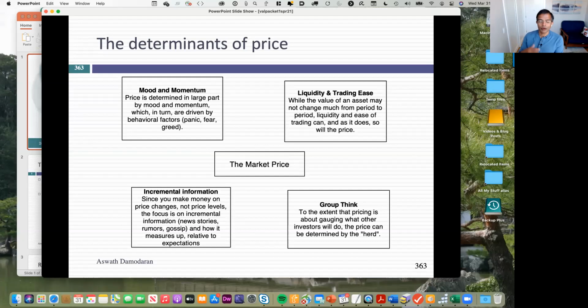Pricing is driven by mood, it's driven by liquidity, it's driven by herd mentality. People move in groups, right? And I'm not just talking about WallStreetBets. I'm talking about the fact that traders generally move together. And finally, on a small piece of information, you look at it and say, really, that made the price move that much? The pricing process is very different from the value process.